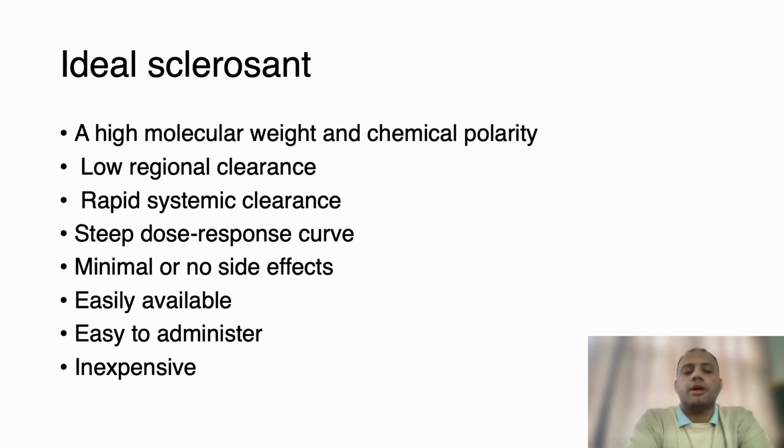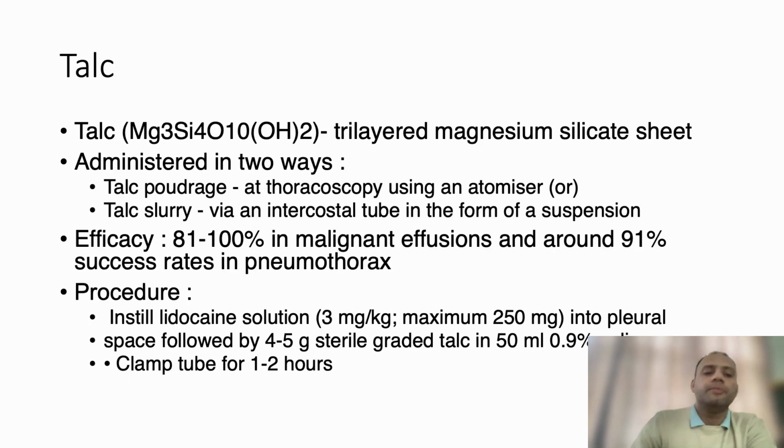It is mentioned in many books what an ideal sclerosant should be, and they have written it should be of high molecular weight and chemical polarity, of low regional clearance, rapid systemic clearance, or if it is absorbed it should be cleared rapidly, with a steep dose response curve, minimal or no side effects, and available, easy to administer and inexpensive. However, there is no ideal sclerosant until now.